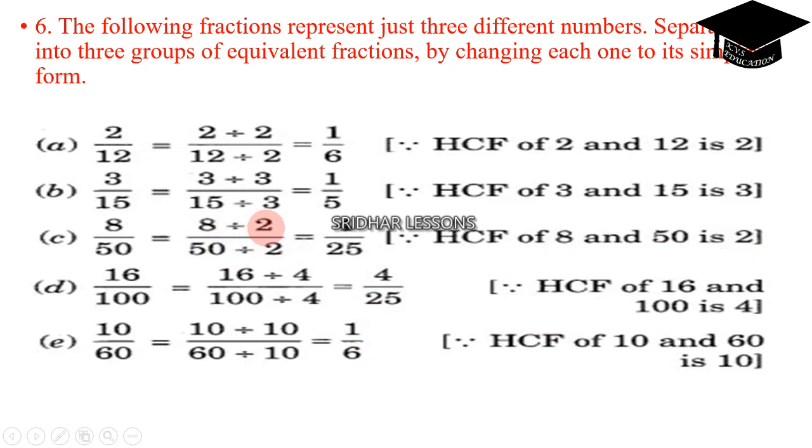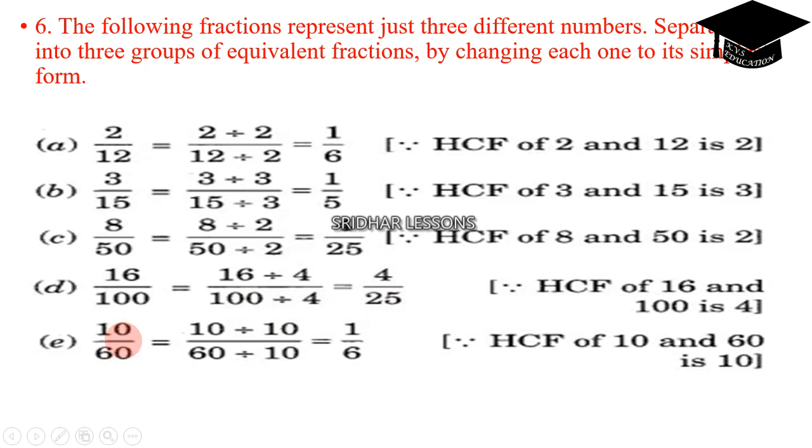Therefore, 8 divided by 2 by 50 divided by 2 equals 4 by 25. Next, 16 by 100. The HCF of 16 and 100 is 4. So 16 divided by 4 by 100 divided by 4 equals 4 by 25.